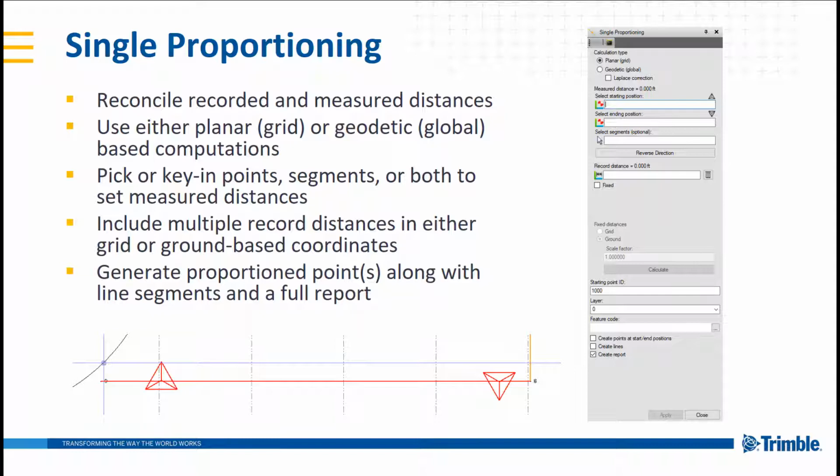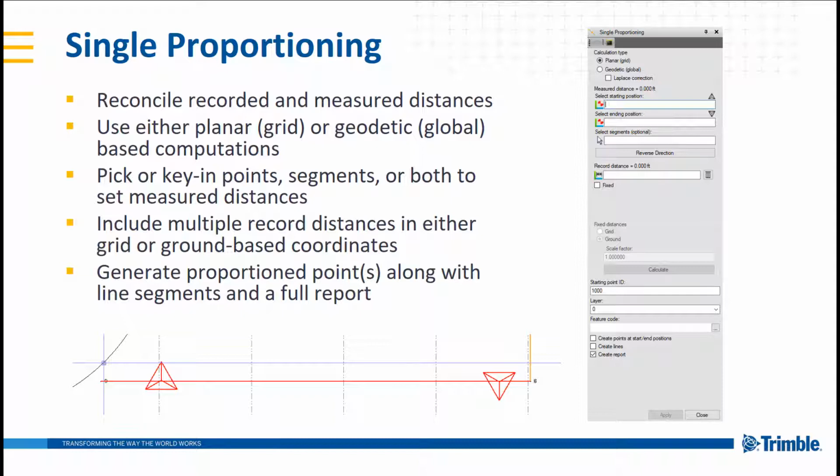Continuing our commitment to cadastral workflows, we've added a single proportioning routine, and I would really recommend viewing the single proportioning specific new feature video for more details on this. But as an overview, the single proportioning command allows you to reconcile recorded and measured distance. You can use either planar or geodetic based computations. You can pick or key in points, segments, or a combination of both to set those measured distances.